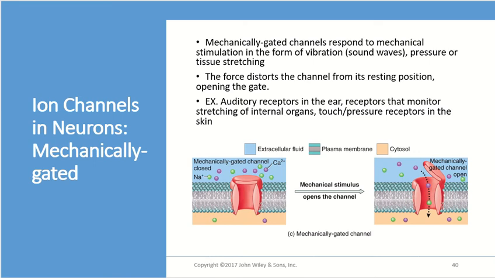So examples of mechanically gated ion channels are going to be the auditory receptors in the ear, where that channel is being distorted due to the presence of sound waves, vibrations, and it's allowing ions to flow in and out. Other examples are going to include receptors that monitor the stretching of internal organs, as well as touch or pressure receptors in the skin.